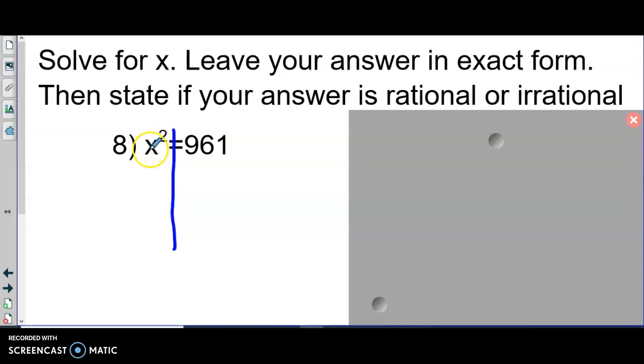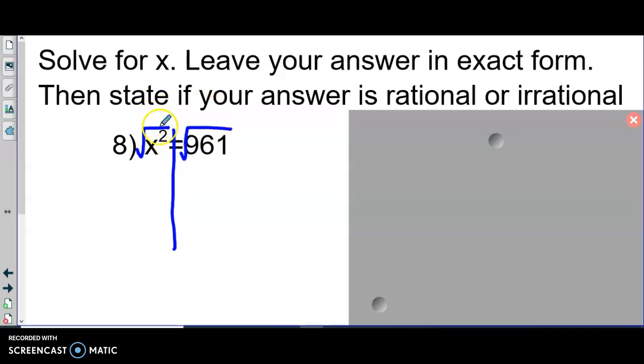Right now it says x squared. If I'm going to solve for x, I have to get rid of the square. And we always get rid of things by doing inverse operations or opposite operations. And the opposite of squaring is square rooting. So I'm going to square root both sides.